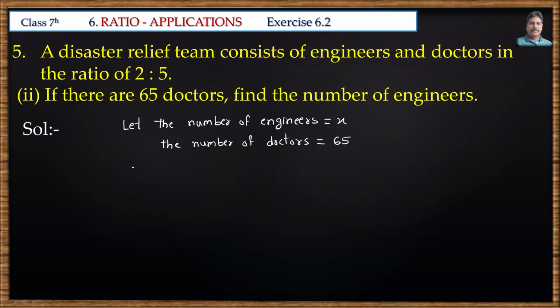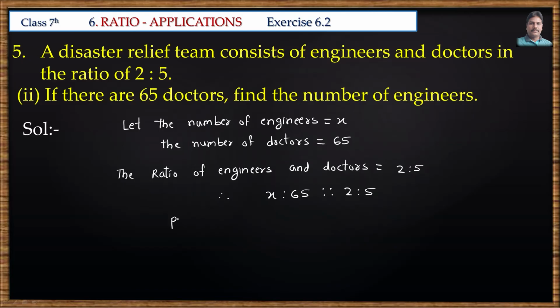So, the ratio of engineers and doctors is equal to 2:5. Therefore, x is to 65 is proportionate with 2 is to 5. Product of means is equal to product of extremes.